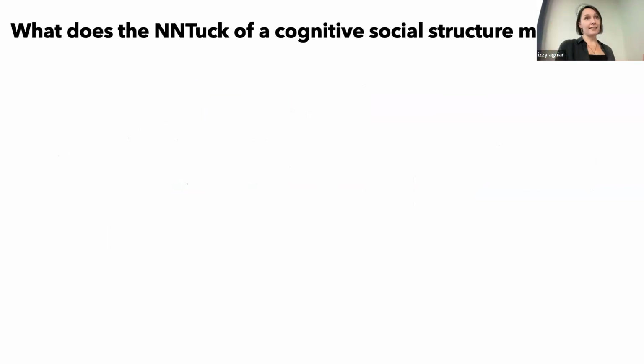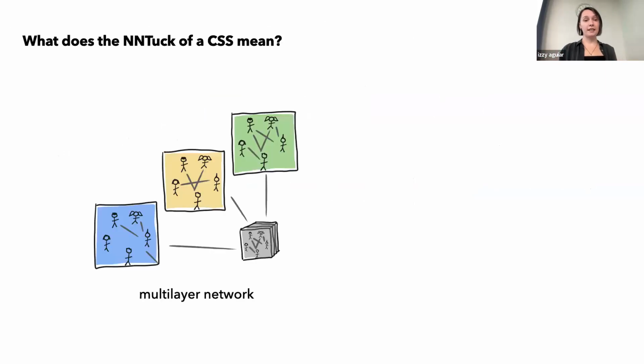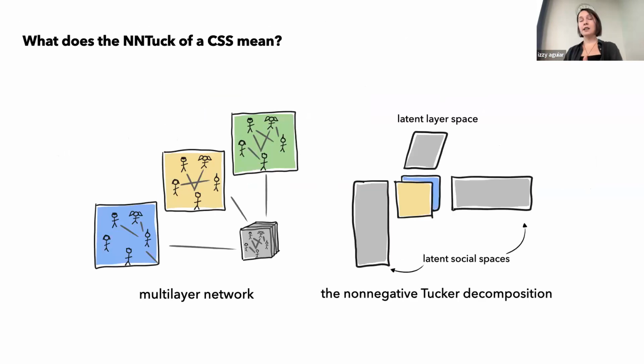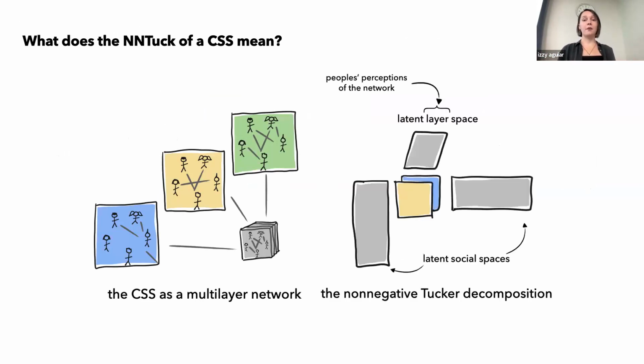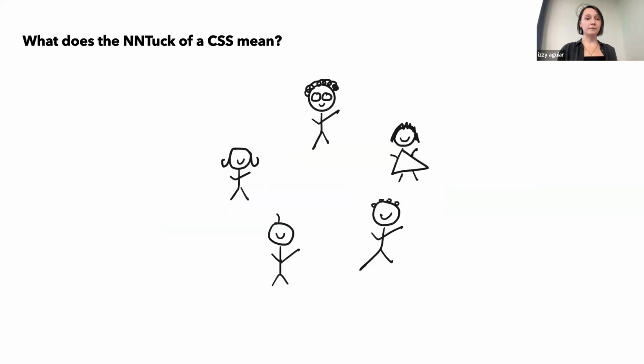So this is the tool set that we're going to use to understand cognitive social structures in a particular way. But what does the non-negative Tucker decomposition of a cognitive social structure mean? Before, we had a multi-layer network that we were decomposing into latent social spaces and a latent layer space. We now view the cognitive social structure as a multi-layer network, where the layers correspond to people's perceptions of the network. And so what we're identifying in that third factor matrix is a latent cognitive space.